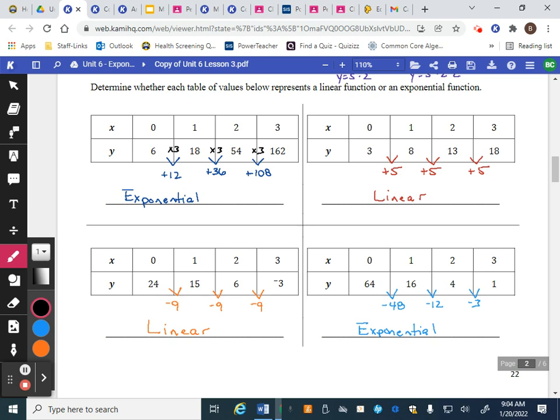On the right side, there is no constant rate of change. It goes down by 48 and then 12 and then 3. So this has got to be exponential. And if you think about what would multiply by 64 to get 16, I know it seems a little bit tough because it gets smaller, but it's going to be times 1/4. We'll talk more about how to get that number shortly.